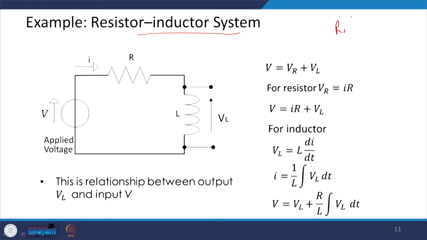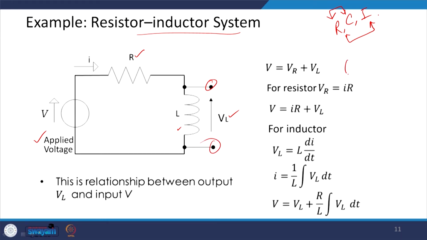Next let us take the example of the resistor and inductor. We have seen resistor, capacitor and inductor. In the last slide I showed you the example of resistor and capacitor. Next let us see an example having a combination of resistor and inductor. Say you have a resistor and you have an inductor over here. Again my input is the applied voltage V, and the output I want to take across the two terminals of the inductor.